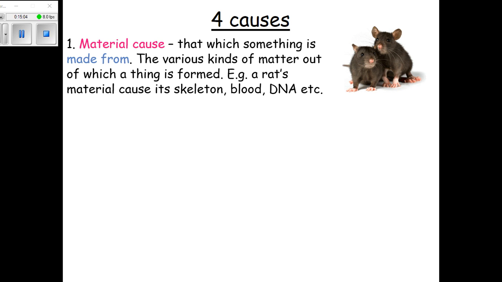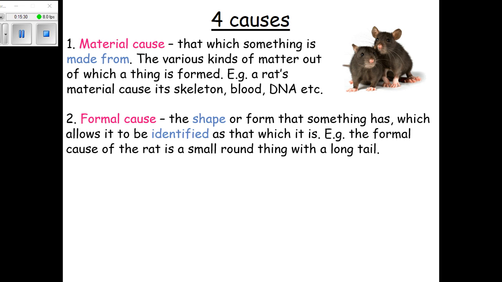Okay, but without that, you don't have a rat. But that's not enough alone to make a rat. Just having blood or carbon or water or whatever it is that a rat is made from, you wouldn't necessarily have a rat. You could also have a human that's made of the same thing. A cow is made of the same thing. So the second cause is needed as well.